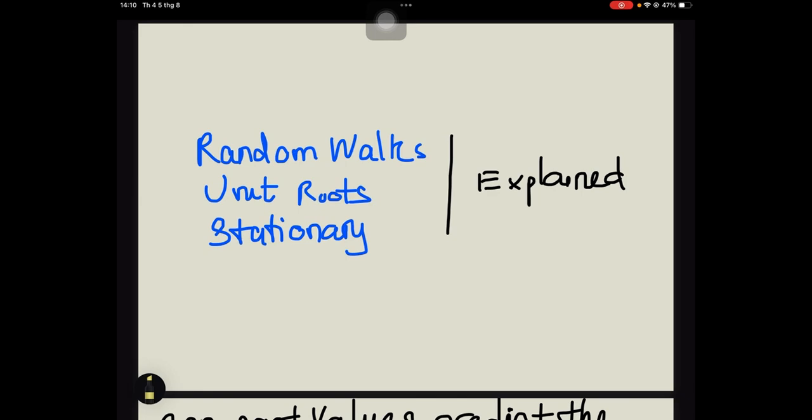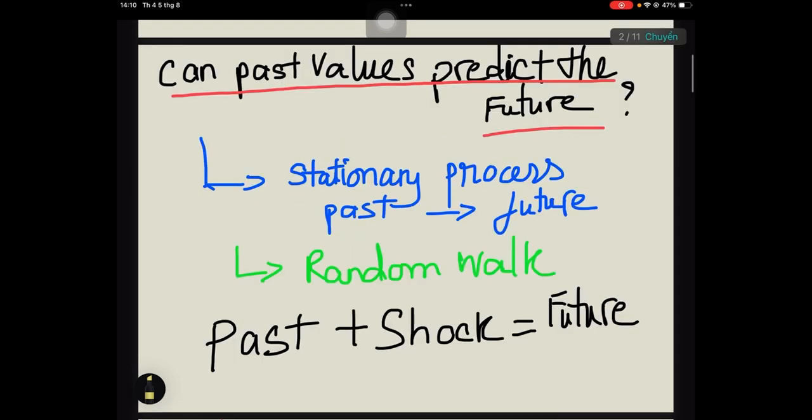Today, we will explore why random walks are different from normal stationary time series, why a concept called the unit root matters, how economists test for it using the Dickey-Fuller test, and how analysts transform non-stationary data into a form that can actually be modeled. This is a foundation for understanding modern financial forecasting. So let's start with a fundamental question.